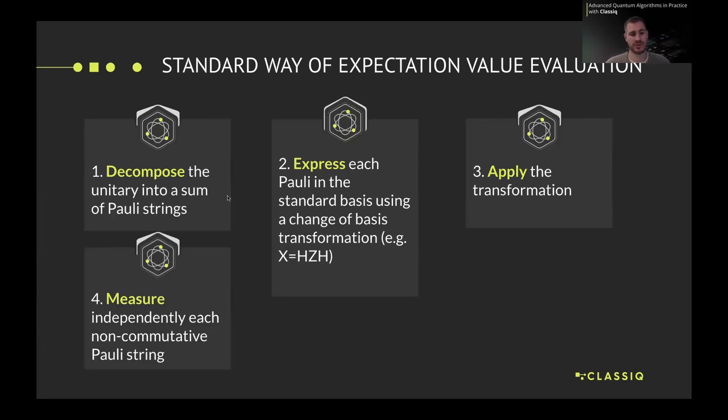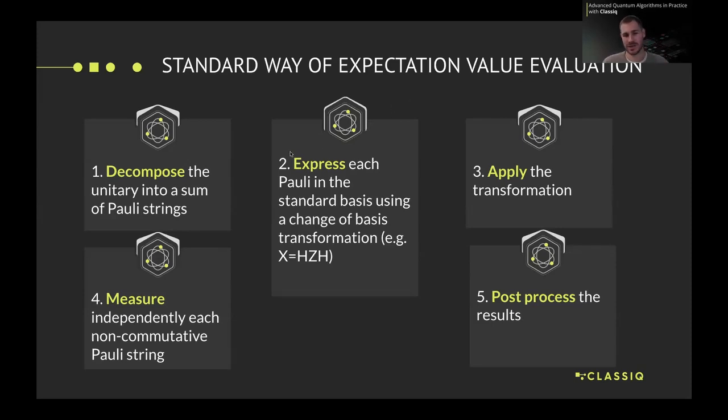So the next step is to measure independently each non-commutative Pauli string. This is a subtle point, but at the end, when we decompose the unitary, we can receive a sum of Pauli strings. So for example, we can receive a unitary that is implemented on 1 qubit as X plus Z. These are not commutative, so we need to measure 2 times, and for each measurement, we need to do multiple shots. So we need to measure independently each non-commutative Pauli string, and then we need to post-process the result in order to evaluate the expectation value.